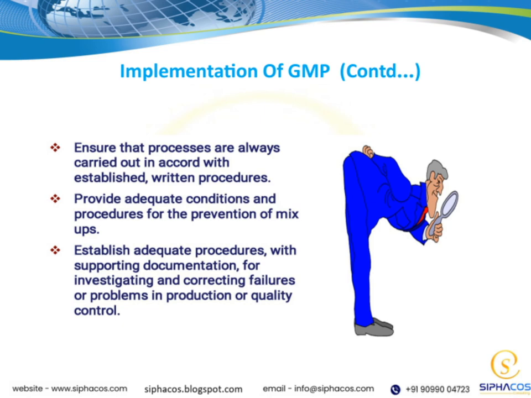Third, the importance of validation and calibration cannot be overstated. Regular validation of equipment and processes guarantees that everything operates within the specified parameters, ensuring product quality. Lastly, fostering a culture of quality within the organization is essential. When everyone from top management to frontline workers values GMP principles, compliance becomes a shared responsibility rather than just a policy.